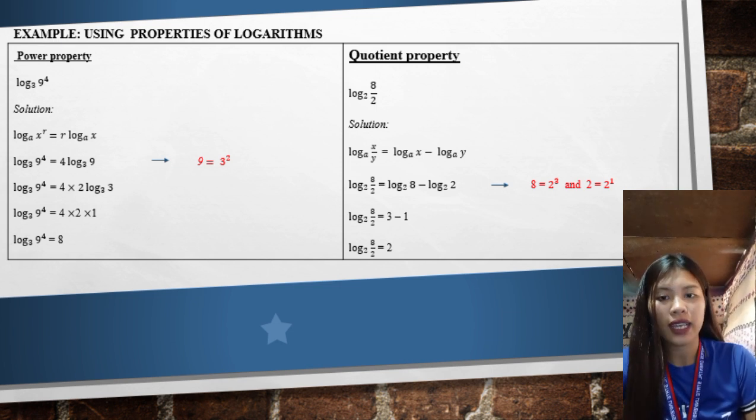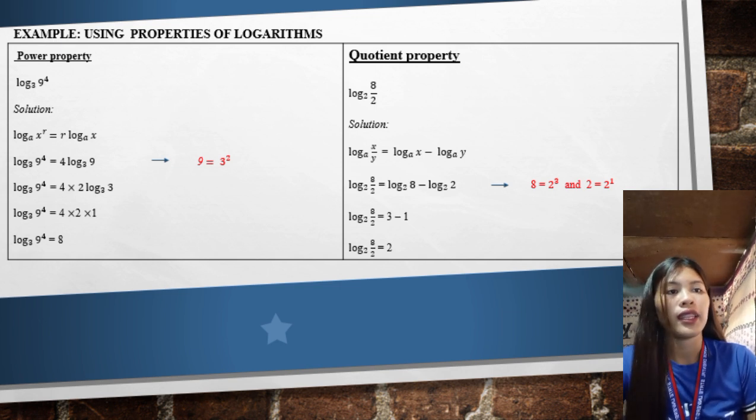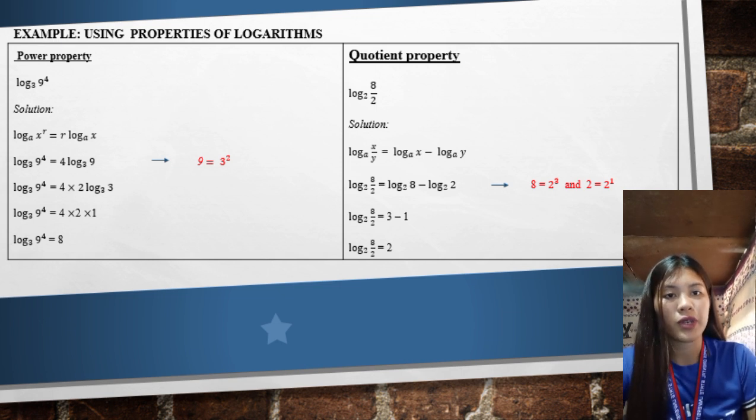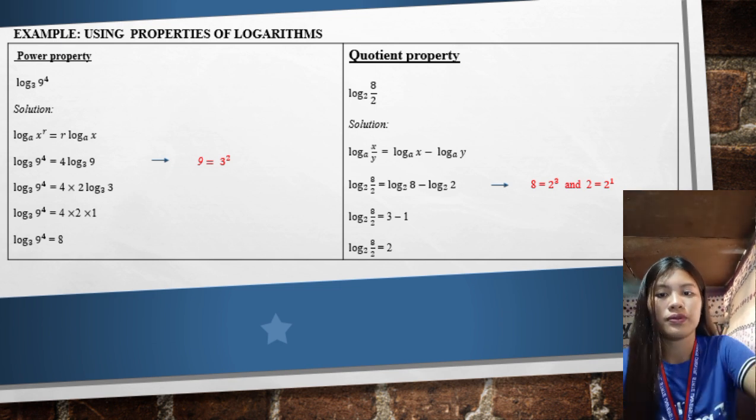We know that 8 is equal to 2 cubed and 2 is equal to 2 raised to 1. Now we have log base 2 of 8 over 2 is equal to 3 minus 1. Therefore, our logarithmic expression of log base 2 of 8 over 2 is equal to 2.